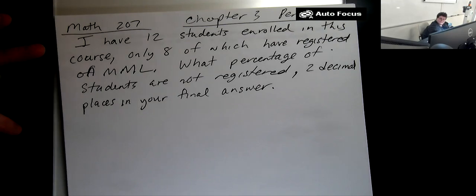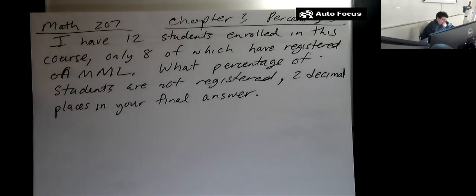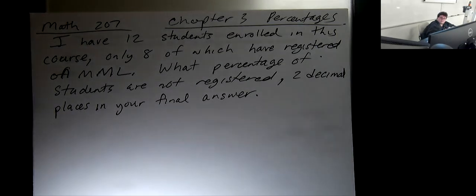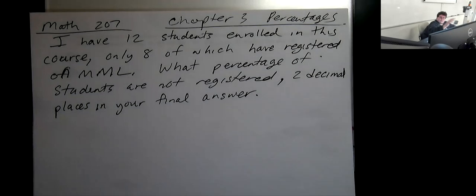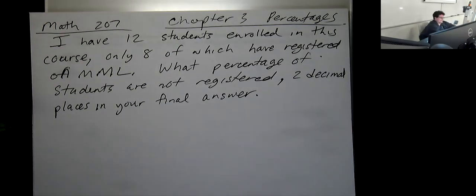I got 9 students in the class. Maybe he's registered. Now my math is off. I know at least one of them is not, besides you. My lighting's now weird. There we go. Look at that. All bright in my eyes.